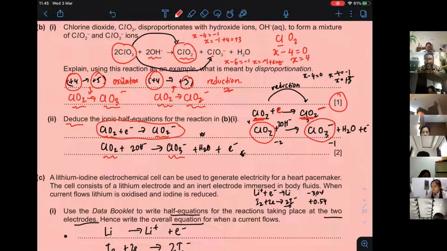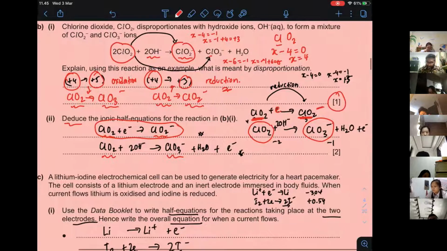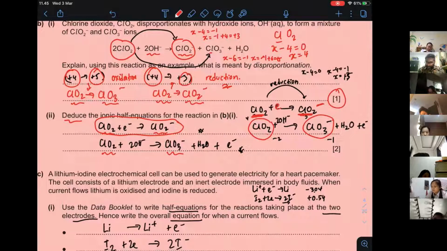It means ClO2 is reacting with OH. Don't go and simply put ClO2, ClO3, so here must have water. Don't do that. You cannot just directly use the one that we always use. So this one is deduce. So you deduce using what you have, OH. You add the OH here.